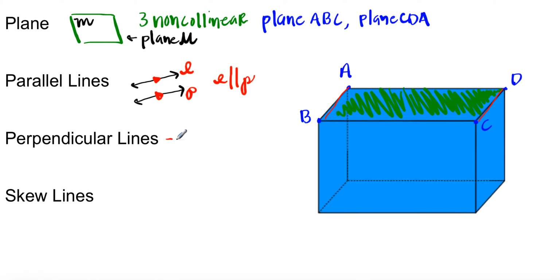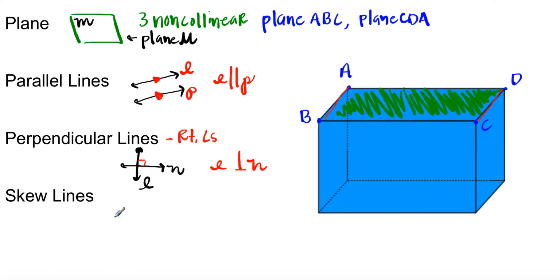Perpendicular lines, they intersect to form right angles. Okay, right angles. And our symbol for perpendicular lines, let's draw some. This might be your line L, and this could be line N. And they intersect at right angles, so you'd probably see a little marking there of some sort. And we would say line L is perpendicular to line N. So this right here is your symbol for perpendicular.